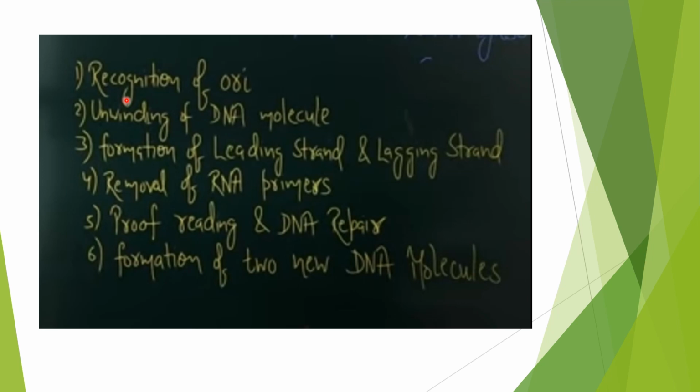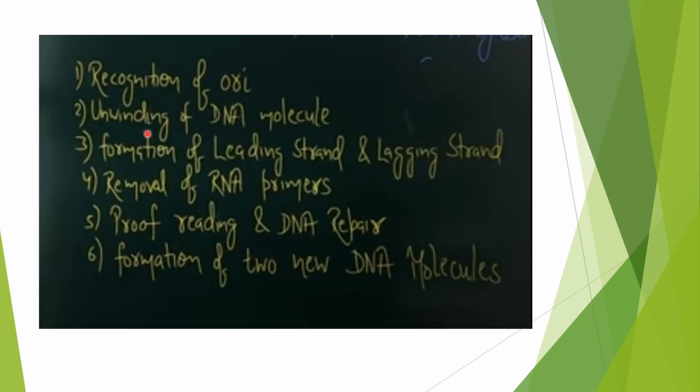What are the different steps that are involved in DNA replication? The first step is the recognition of origin of replication. Our DNA molecule is a long molecule, and we cannot start the replication from anywhere. There is a specific origin of replication. So first of all, the origin of replication is identified.